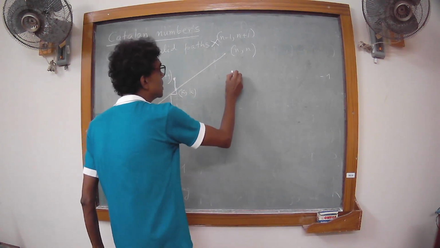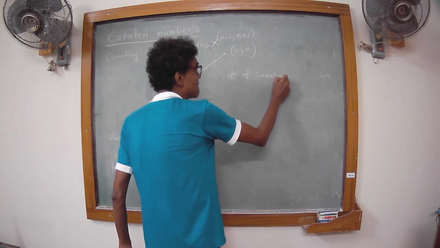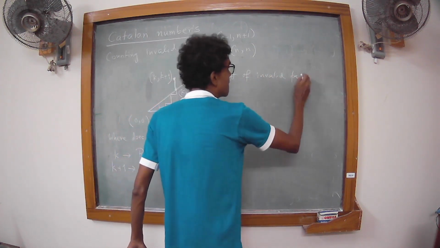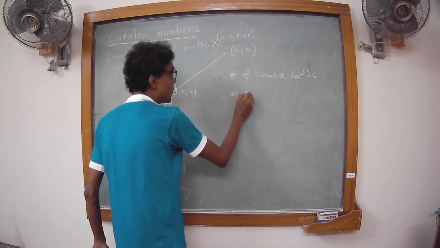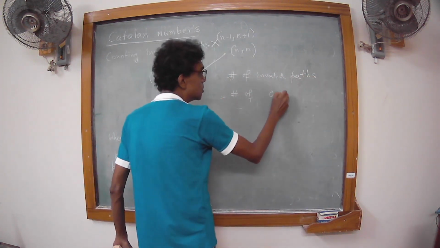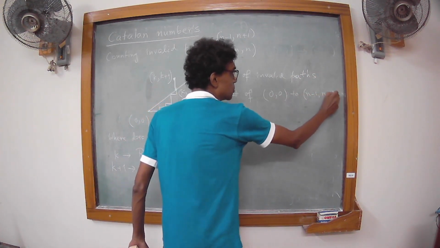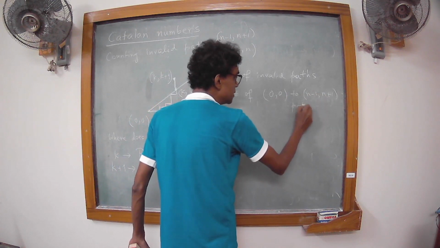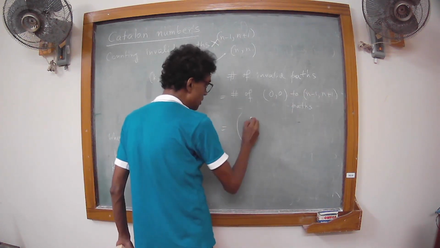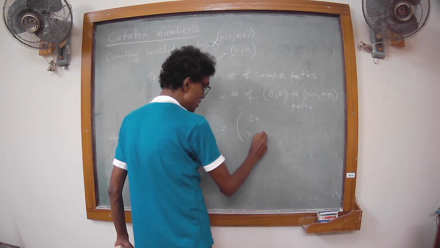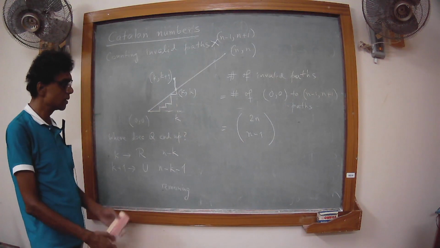So, number of invalid paths. Number of 0, 0 to n minus 1, n plus 1 paths. So, this is unrestricted. This turns out to be this plus this, that is 2n, choose n minus 1 or n plus 1.